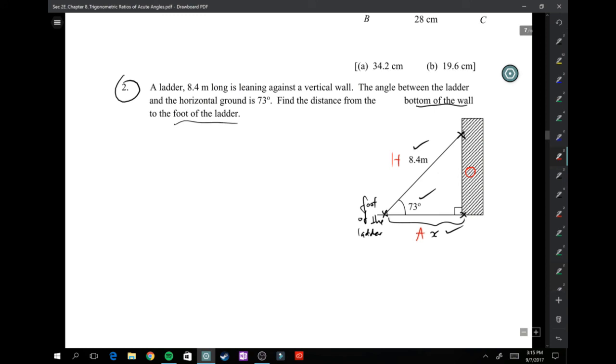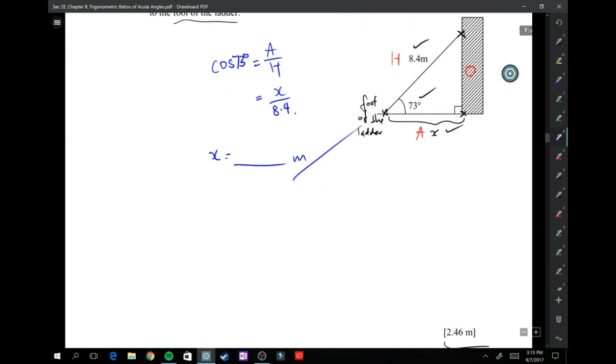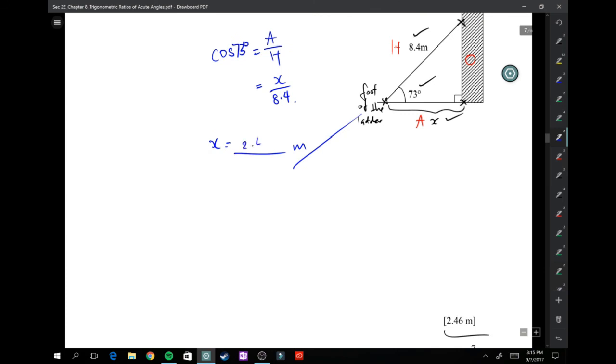So you have A and H, you use cosine 73 equals the adjacent over the hypotenuse, which is your x over 8.4. I think you can do the rest. So x equals something meters. Please remember this, meters. It's very important. And I think the answer is here, it is 2.46.